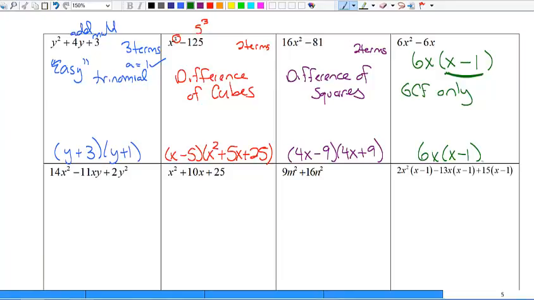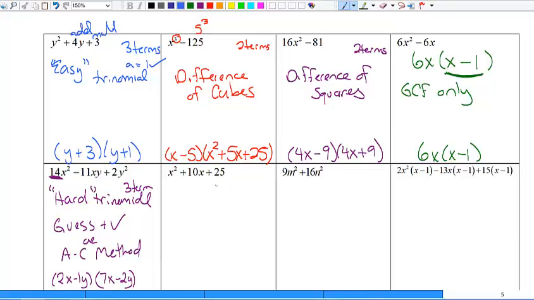On this next problem, is there a GCF? No, no GCF on this problem. 2, 3, or 4 terms? Well, this looks like there's 3 terms. Is it an easy 3 or a hard 3? Well, because 14 is not equal to 1, this is what I would call a hard trinomial, because a is not equal to 1. So you're either going to use guess and check or the AC method.